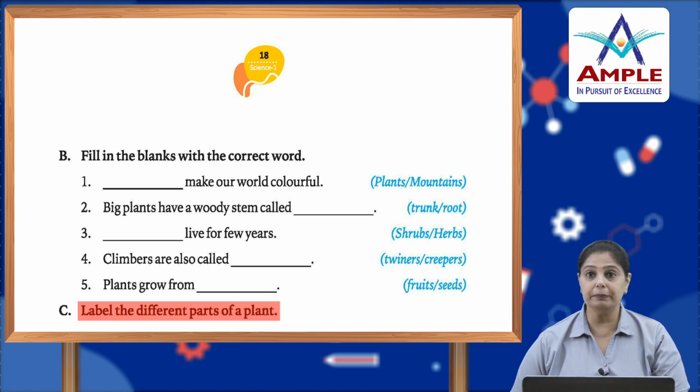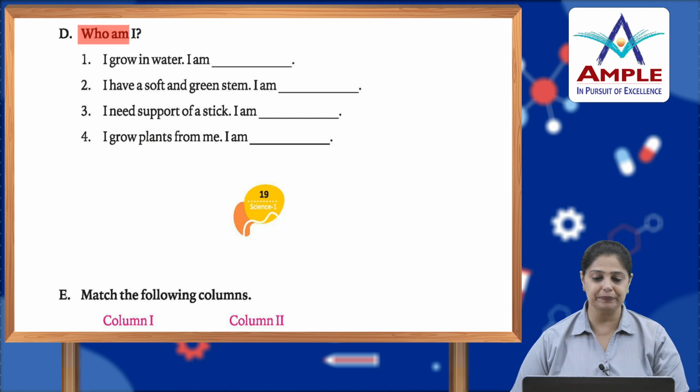Label the different parts of a plant. We've already seen the diagram. All you need to do is you have to put the name, okay. The different parts like the root, the stem, the fruit, the flowers, the leaves, to start marking them, okay.